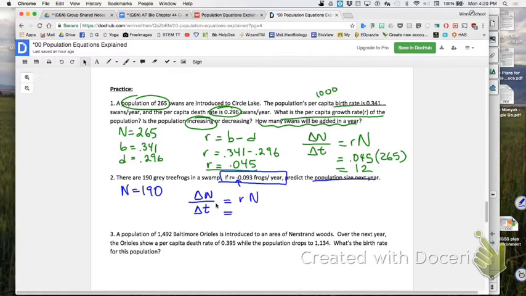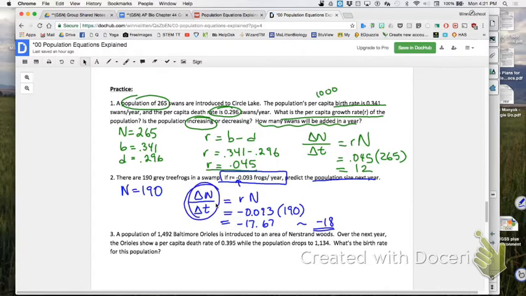So then we just plug in our numbers. It's negative 0.093 times 190. And then do your math on that. I think it equals minus 17.67. So we'll just say approximately minus 18 frogs. So that's how much the population is going to change over time. It's going to be decreasing by 18 frogs.